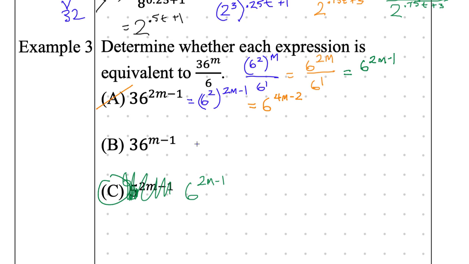Let's try the next one. I'm almost done, but so this is going to be 6 to the power of 2 again, 6 to the power of 2, all of it to the power of m minus 1. And then again, we're going to distribute this 2, and this is going to be 6 to the power of 2m minus 2, which again is not 2m minus 1, so again, that is not an equivalent form. The only answer that you have is C. All right, so that is the final example.